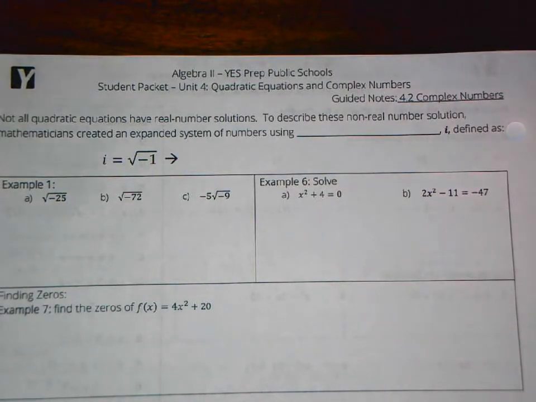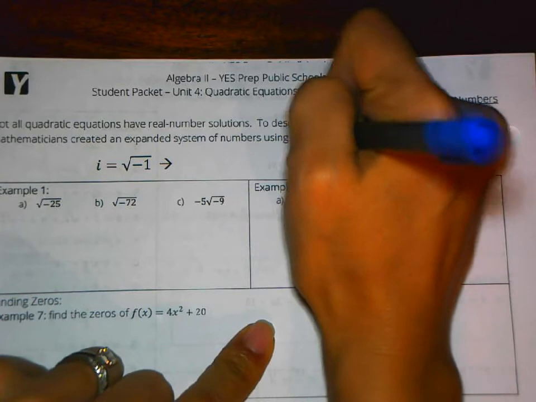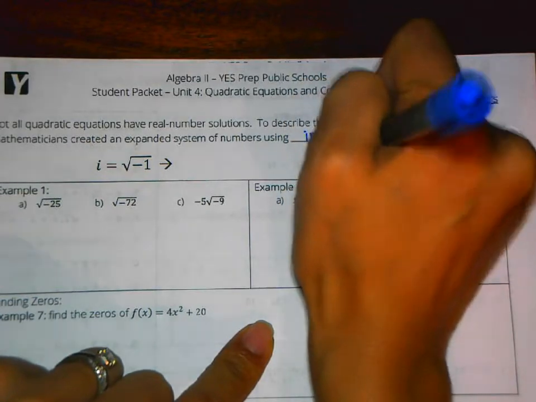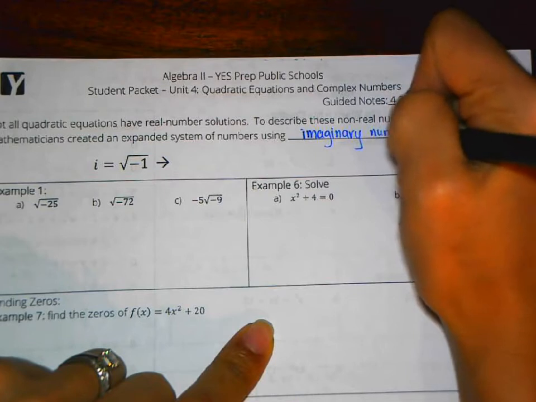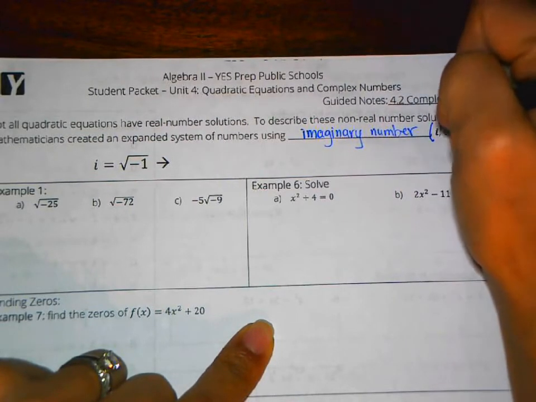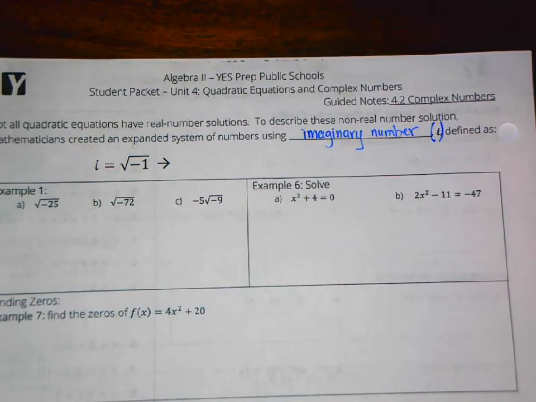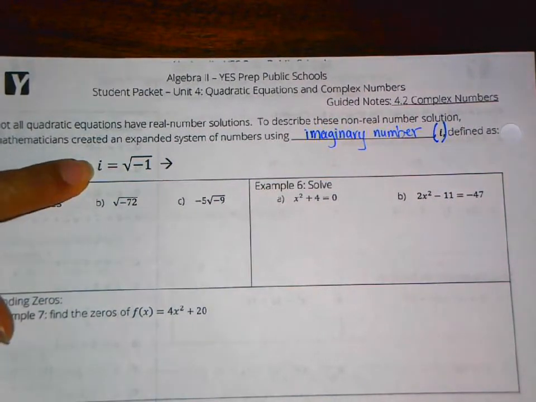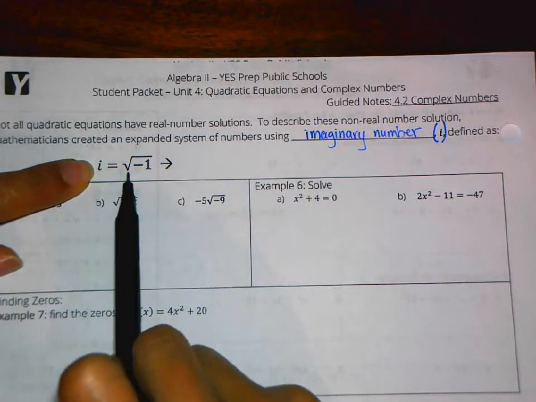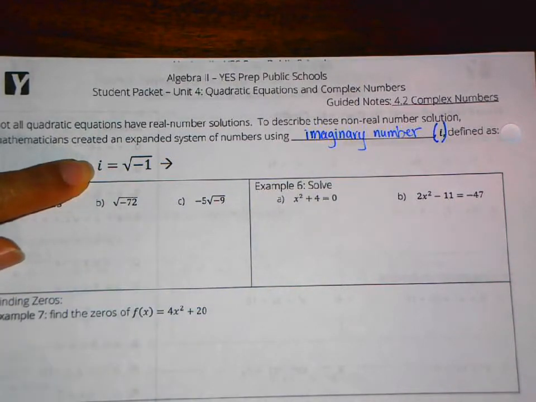Okay, so not all quadratic equations have real number solutions. To describe these non-real number solutions, mathematicians created an expanded system of numbers using imaginary numbers. And we write the scripted i to describe an imaginary number. This is how an imaginary number is defined. The definition of an imaginary number, i, is equal to the square root of negative 1. So anytime you have a square root of negative 1, you know that's an imaginary number.